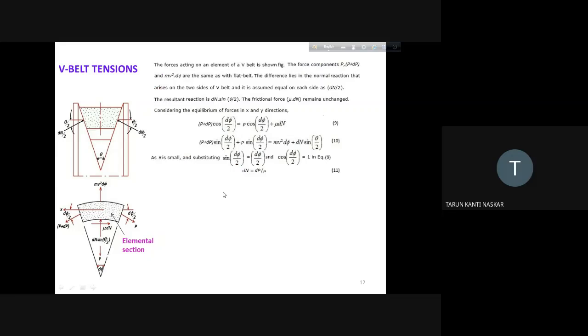So we start V belt. What is V belt? It is already discussed. This is the cross section of V belt, and an elemental section is considered. Now the analysis. The analysis is like this. Now forces. This is the elemental section. This is the V belt. The included V angle is theta.